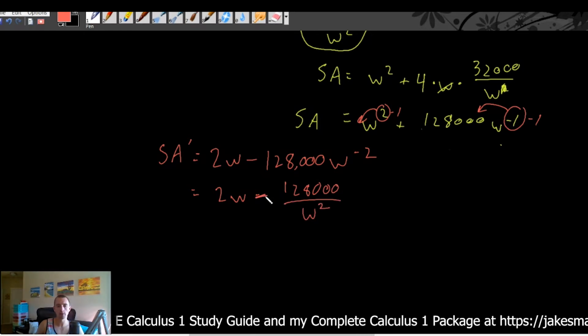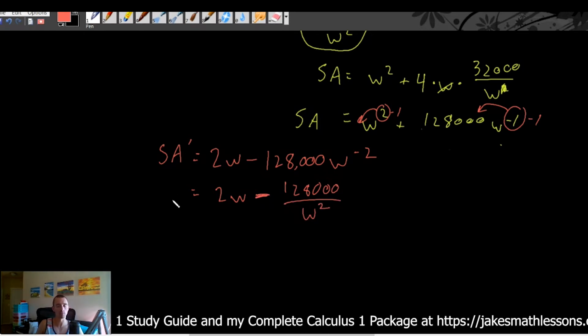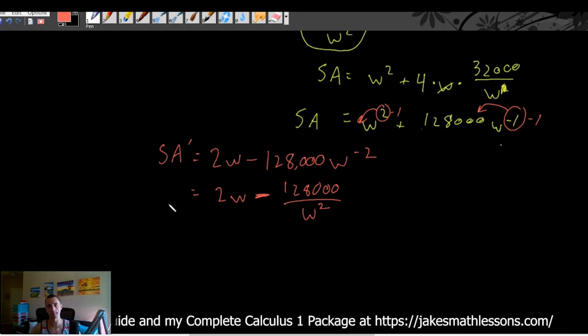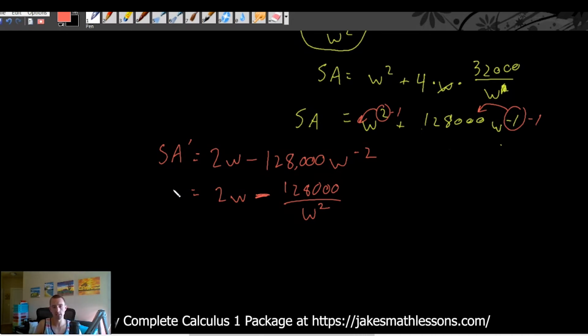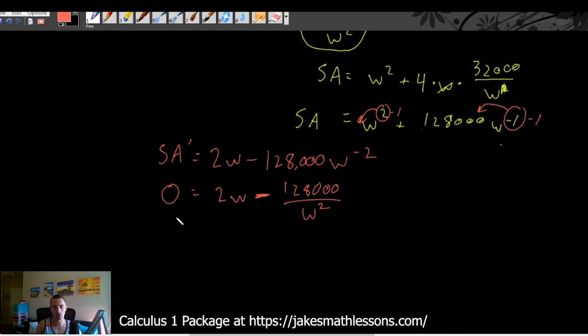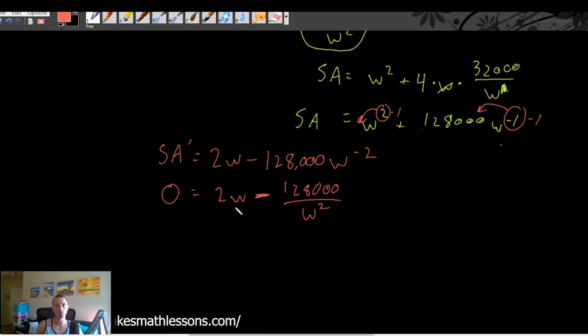And then what we need to do in order to actually find our critical numbers, the places where our absolute minimum might occur, is by taking our derivative and setting it equal to 0. We also, in general, to find critical numbers, need to consider where our derivative would not exist.